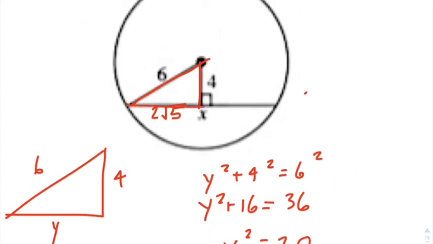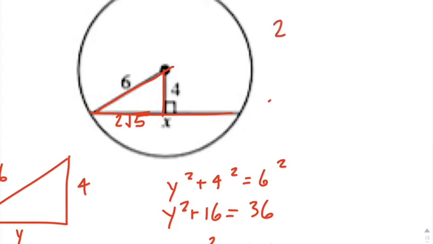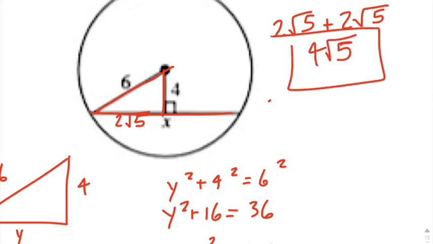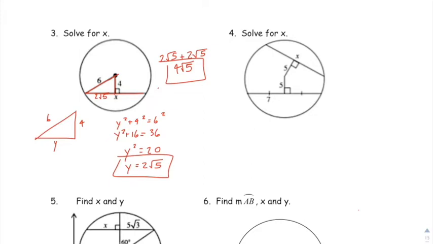So then to find the full thing, we need to do 2 square root of 5 plus 2 square root of 5, or 2 times square root of 5. So anyways, you get 4 square root of 5 for your answer there for that full thing. So a lot of Pythagorean theorem with these, since we're going to be dealing with perpendicular bisectors quite a bit. Actually, number 4 is a little different though.